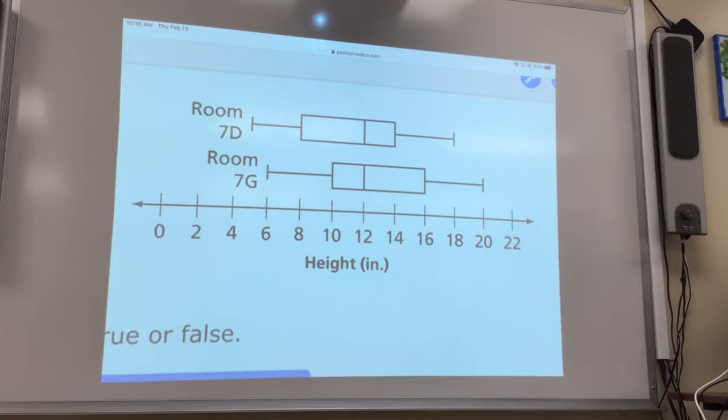Make sure you're watching where the whiskers start and end and where the box begins and ends. Wait, I'm just making sure. On the top one, the end of the box is on 14, right? It looks like it, yep. Okay. It looks like they're all at whole numbers, except for the whisker of the top one. That's at 5, at a half of the segment.